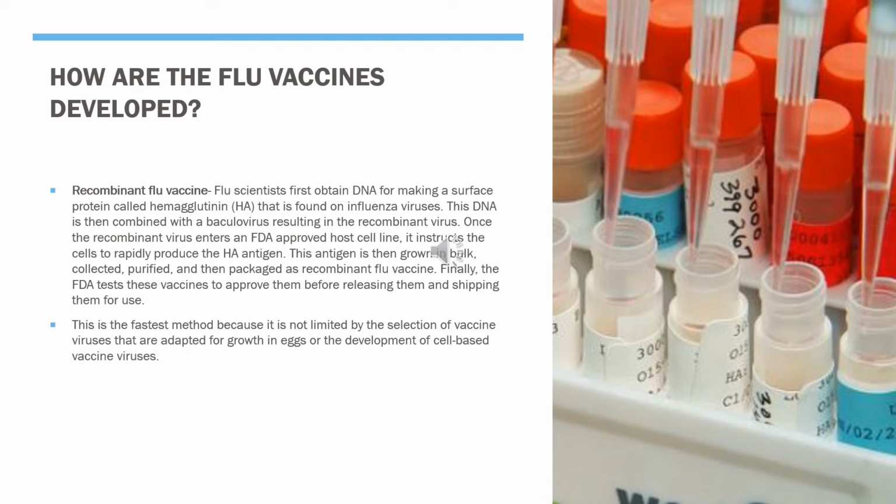This DNA is then combined with a baculovirus, which is a virus that infects vertebrates, resulting in the recombinant virus. The baculovirus helps transport the DNA instructions for making flu virus HA antigen into a host cell. Once the recombinant virus enters an FDA-approved host cell line, it instructs the cell to rapidly produce the HA antigen. This antigen is then grown in bulk, collected, purified, and then packaged as recombinant flu vaccine. Finally, the FDA tests these vaccines to approve them before releasing them and shipping them for use.